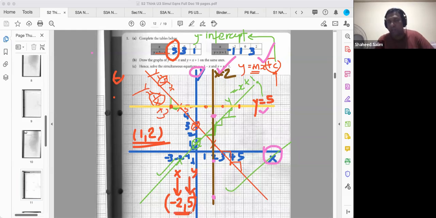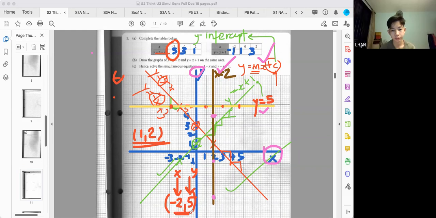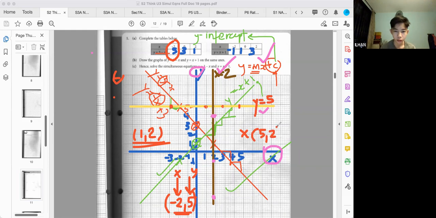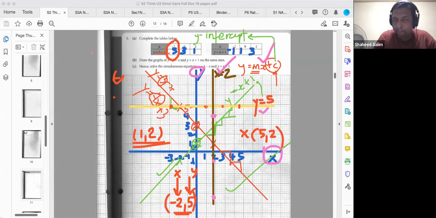Have you heard of the word coordinates? Yeah. Okay, coordinates means they want the value of X and Y. With the values, you can know exactly where the point is. If I tell you, let's say 5, 2, somewhere here, roughly. You get it? These are the coordinates. X is 5, Y is 2. Are you okay?